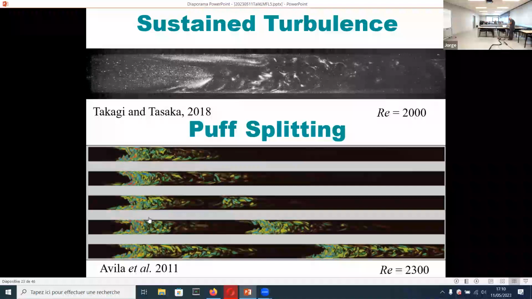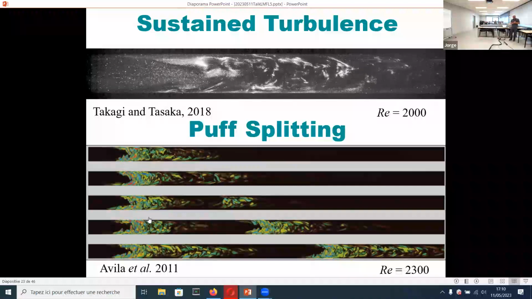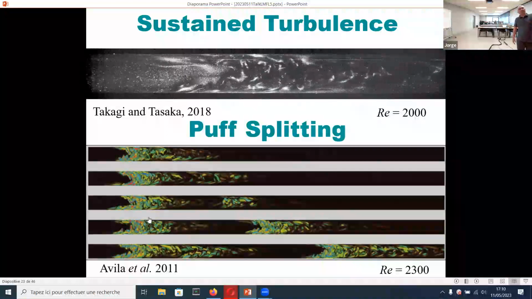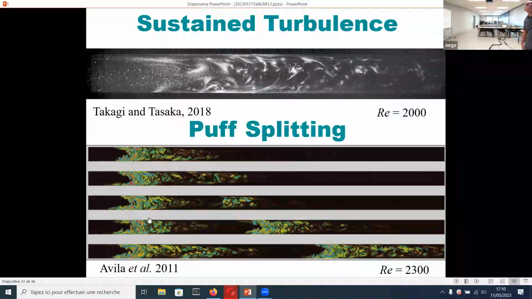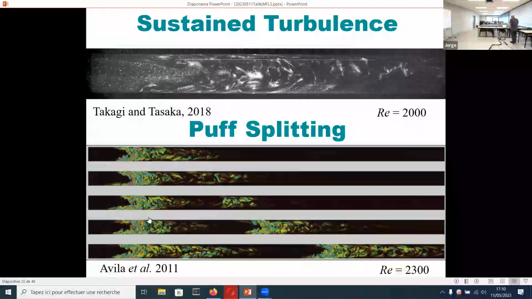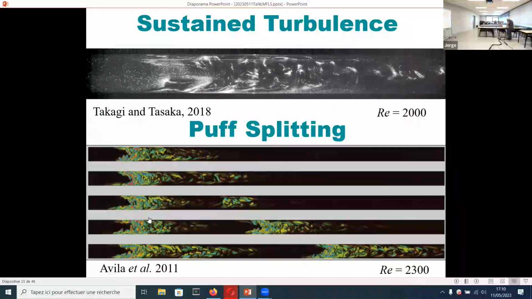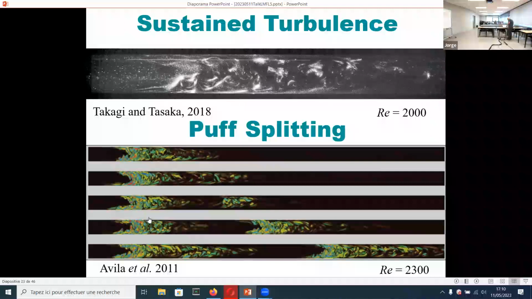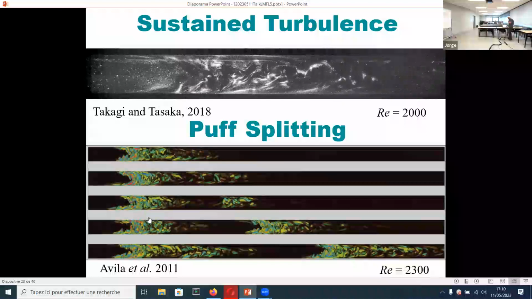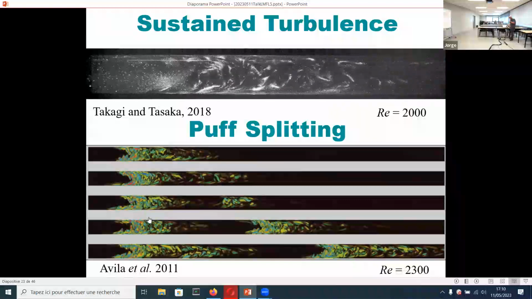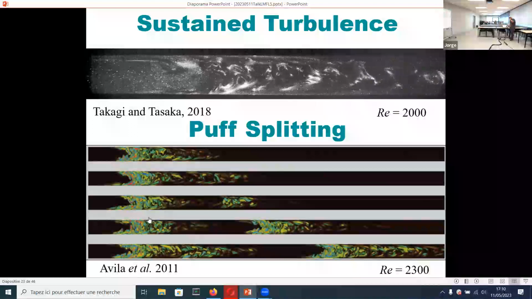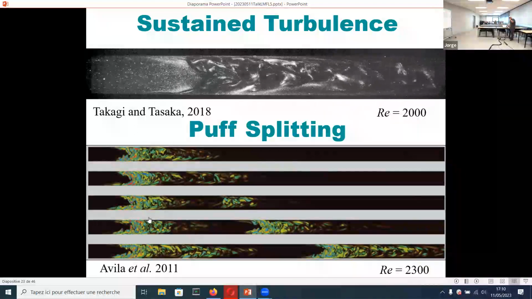So this is for Reynolds number 2000. And for the Reynolds number 2300, experiments and numerical simulation have shown that the puff can split, it grows, and can change and separate, just like in some other fluid mechanics phenomena. I let the film start. So it reaches the end of the pipe, and we have to stop the film.